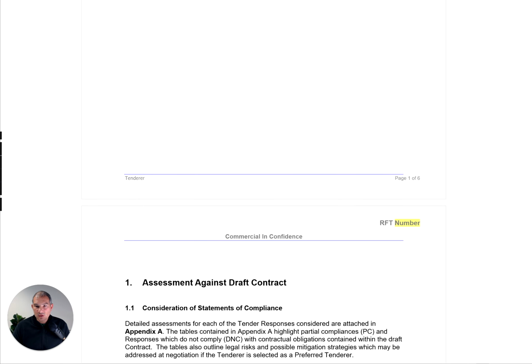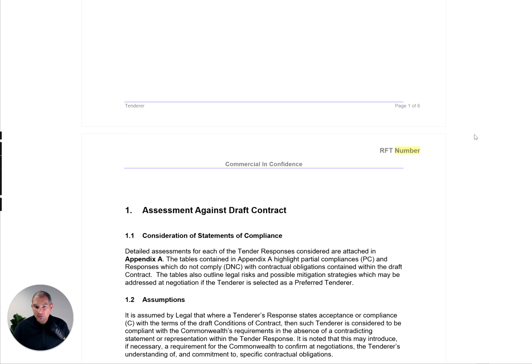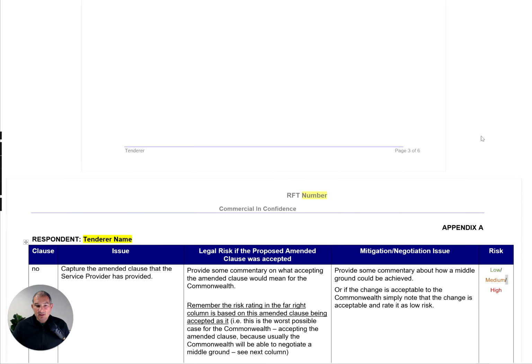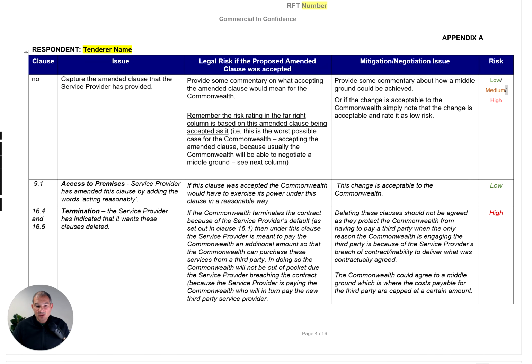Now, these Statements of Compliance that I've done and our team do are what I'd say are based in reality. And what I mean by that is, we go out to market with a contract. It has certain clauses in it. The tenderer comes back and says it wants to change those clauses. We then give a risk rating to the change that the contractor wants to make. In other words, we say, okay, let's assume that we accept the amended clause as drafted by the tenderer. What sort of risk does that expose the Commonwealth to? And then that is the risk rating that we would include in this sort of table.